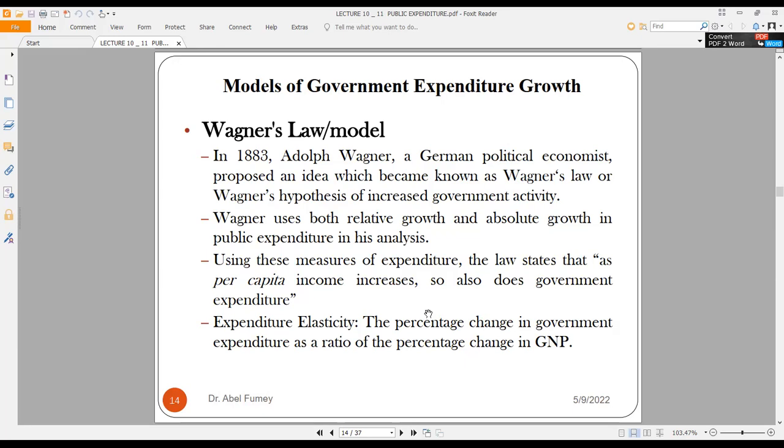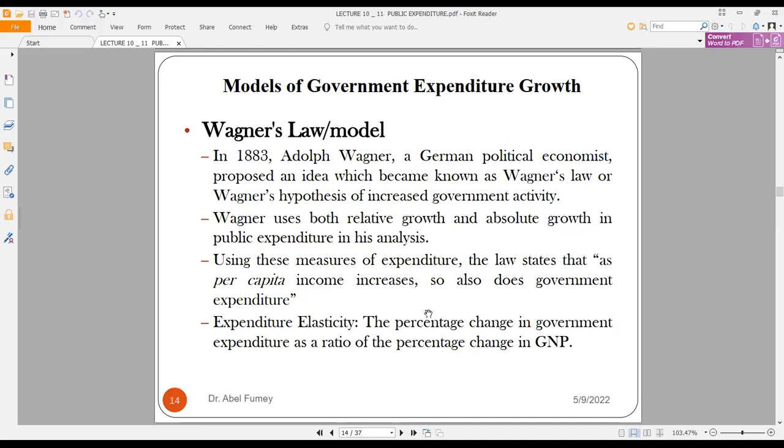Adolf Wagner was a German political economist. So he propounded Wagner's law. The hypothesis is called Wagner's hypothesis of increased government activity. What actually caused government expenditure to increase over time? According to the model, he used both relative growth and absolute growth in public expenditure.